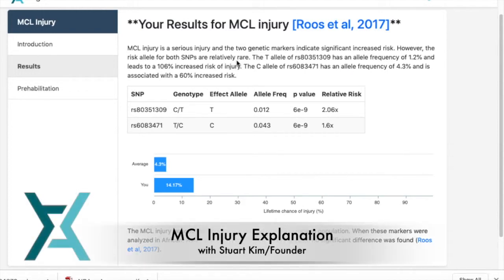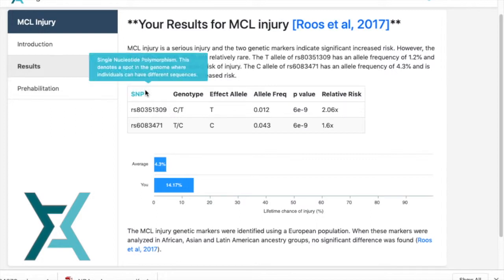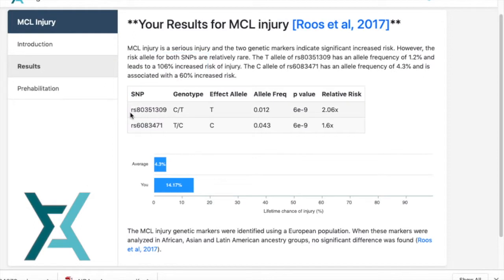Here's an example of genetic results for MCL injury, a fairly serious type of knee injury. We found two genetic markers for MCL injury. These are called SNPs, for single nucleotide polymorphism. The first SNP is RS803... That's a spot in your genome where people are different.